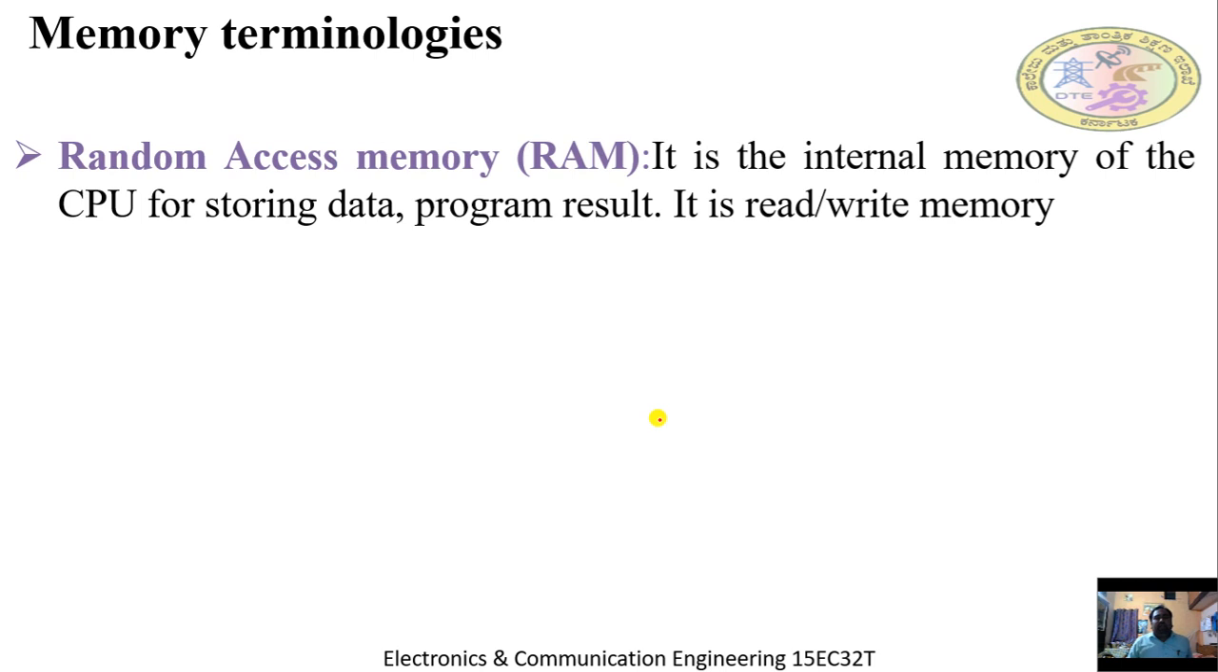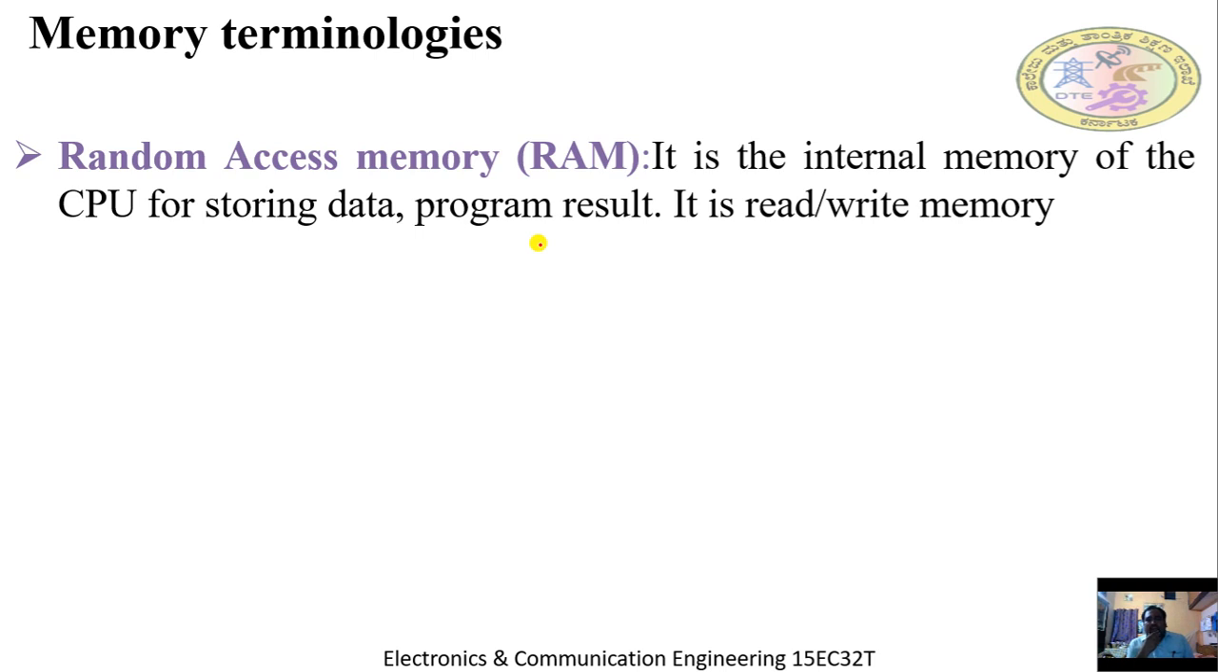is the random access memory. So here random access memory is a kind of internal memory of the CPU which is used to store the data and the program result. And here RAM, as I told you, is a volatile memory, means the data stored in it will be lost whenever the power goes off, or whenever you remove the power supply, or during the power failure. Whatever the content that is stored in the RAM will get erased off.